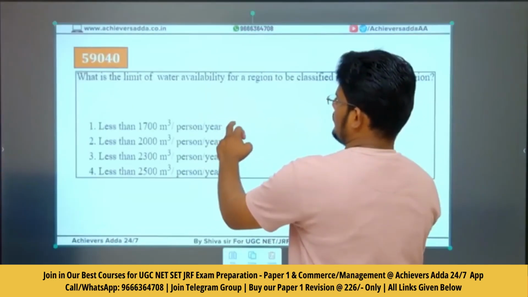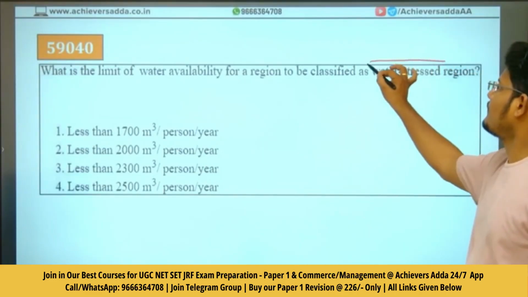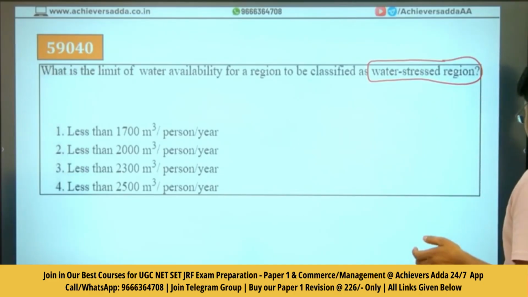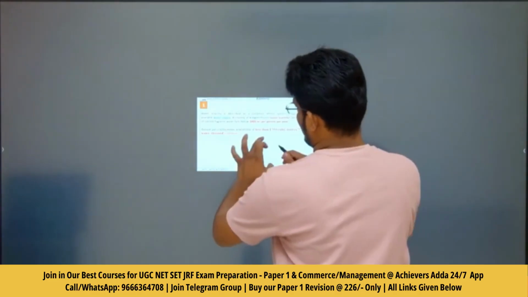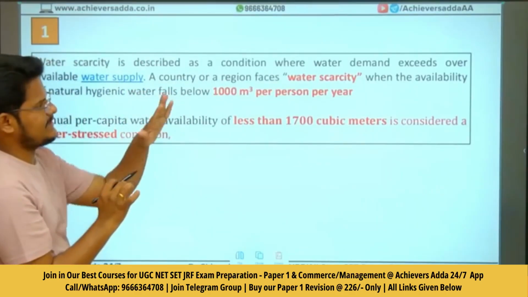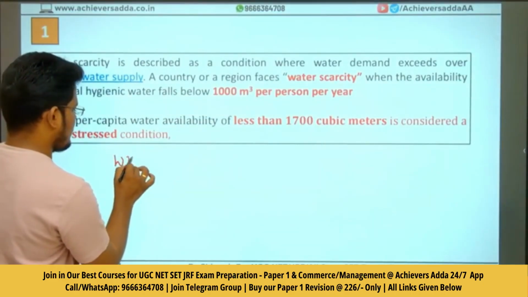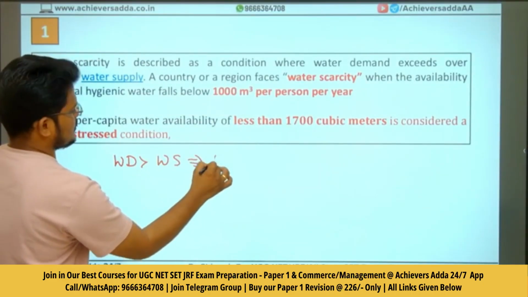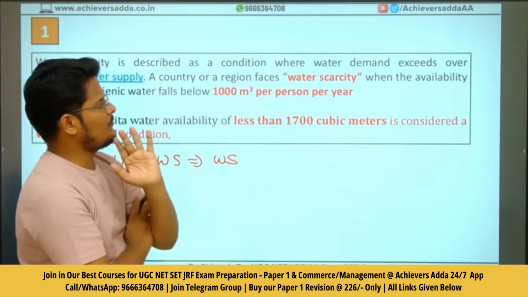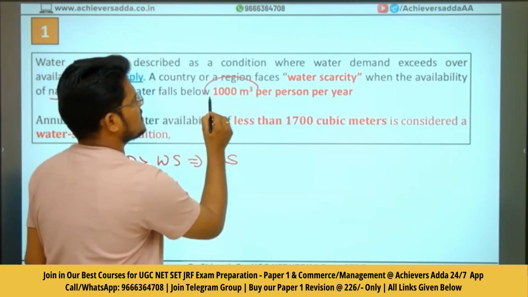So what is the limit of water availability for a region to be classified as a water stressed region? This question is repeated in different ways. So the answer for this question is option 1. Water scarcity is described as a condition where water demand is in excess compared to the supply. A country or region faces water scarcity when the availability of natural hygienic water falls below 1000 meter cube per person per year.